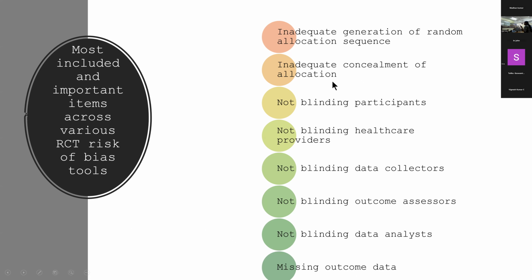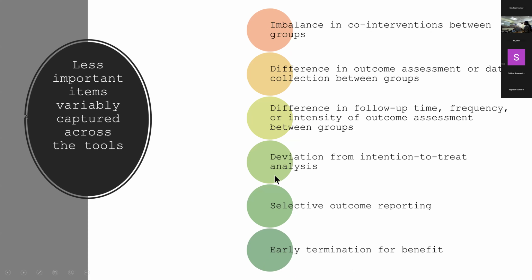Now, the most important issues which all of these tools cover would be inadequate generation of random allocation sequence, inadequate concealment of allocation, not blinding the participants, the healthcare providers, the data collectors, the outcome assessors, as well as the data analysts, and missing outcome data. Variably, what each of these tools capture would be maybe imbalance in the co-interventions, the difference in outcome assessment or data collection between groups, maybe differences in the follow-up time, frequency, or intensity of outcome assessment, deviation from the intention to treat analysis, selective outcome reporting, and early termination for benefits. So these domains, a few of the checklists actually capture.